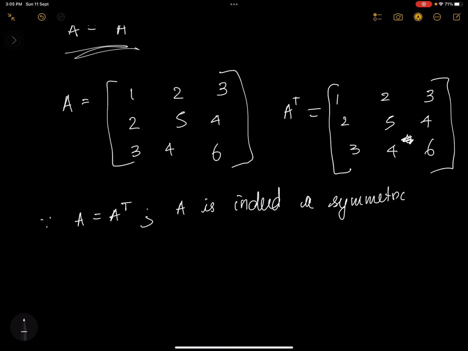Now, how is this a special case of a Hermitian matrix? Well, we need to first understand what a Hermitian matrix is to understand how a symmetric matrix is a special case of Hermitian matrices.